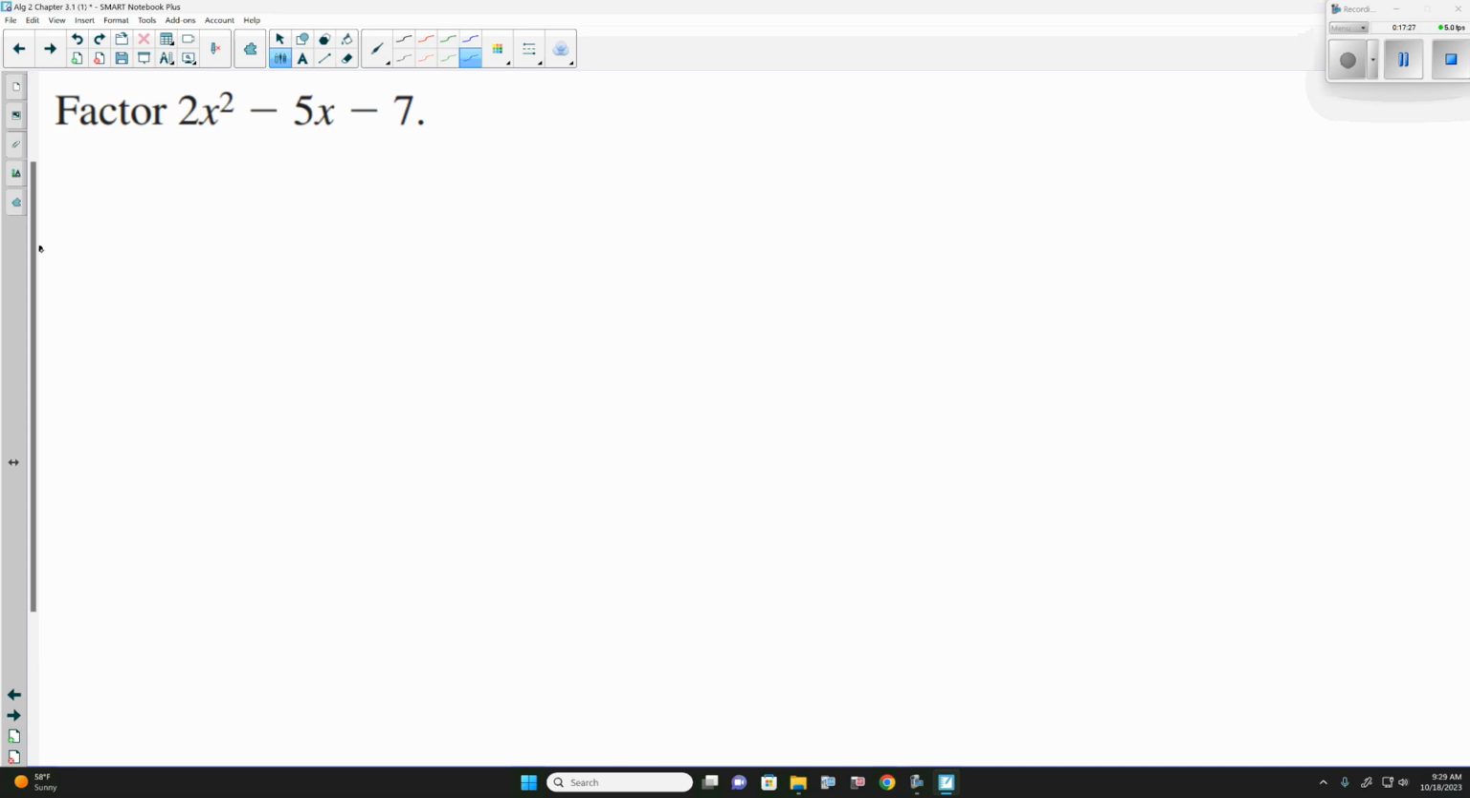Questions on this so far? So, greatest common factor between these three here. There's not one. So we move to step number 2, our 2 sets of parentheses with 3 spaces.